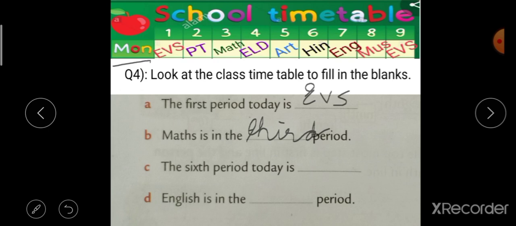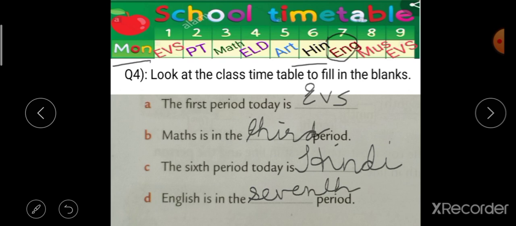Then the sixth period is the dash. The sixth period is which period? It is Hindi. So we will write Hindi. Okay. Then English is in the dash period. English, we have to see English here. Okay, English is in the seventh period. Seventh period. Okay, fine. Now this is also from textbook only, page number 22. Beta, this is textbook page number 22.